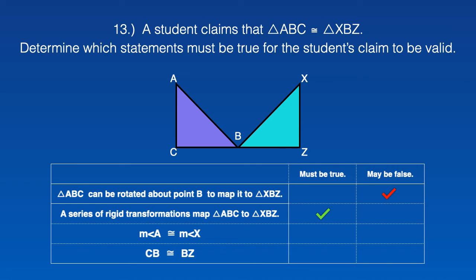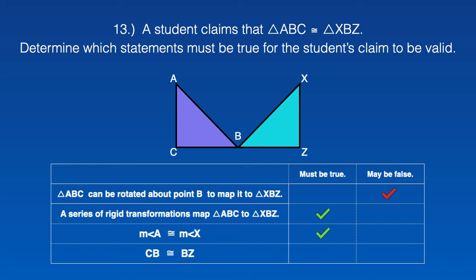For our third answer choice, it says the measure of angle A is congruent to the measure of angle X. And yes, those two angles are corresponding angles, so that must be true. And for our last answer choice, CB is congruent to BZ.